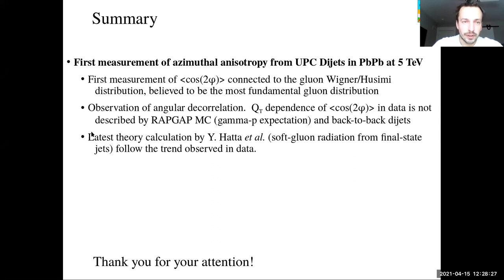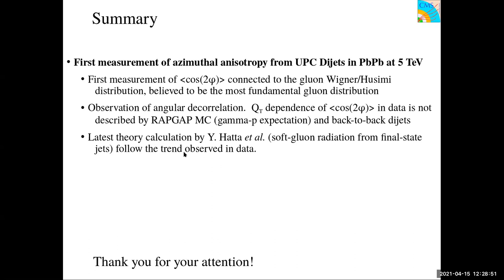And we found that the related theory calculations for soft gluon radiation from final states have a similar trend to what we observed in the data. And finally, we expect to release the final unfolded results really soon, so stay tuned. Thank you very much for your attention.